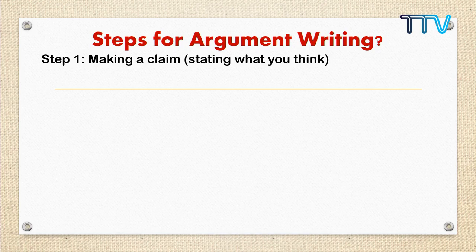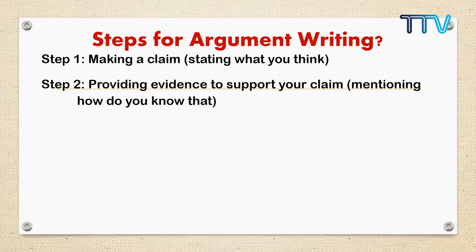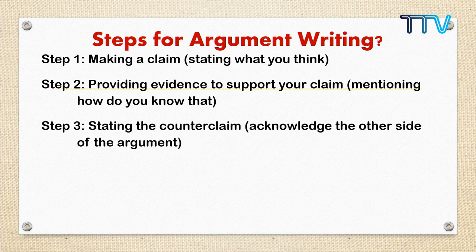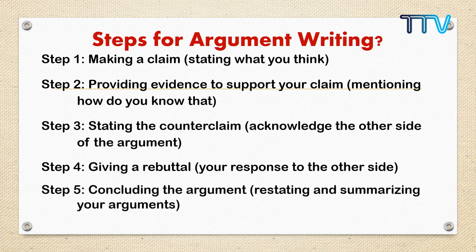So how can you write an argumentative piece? First, you need to make a claim, that is, you have to state what you think. Then you have to provide evidence to support your claim. Then counterclaim, that means, like I told you, acknowledging the other side of the argument. The readers or you might think that this is so, but I feel, and you have to state the counterclaim. Then rebuttal, your response to the other side. Concluding the argument, that is restating and summarizing your argument. So these are the steps for argumentative writing.